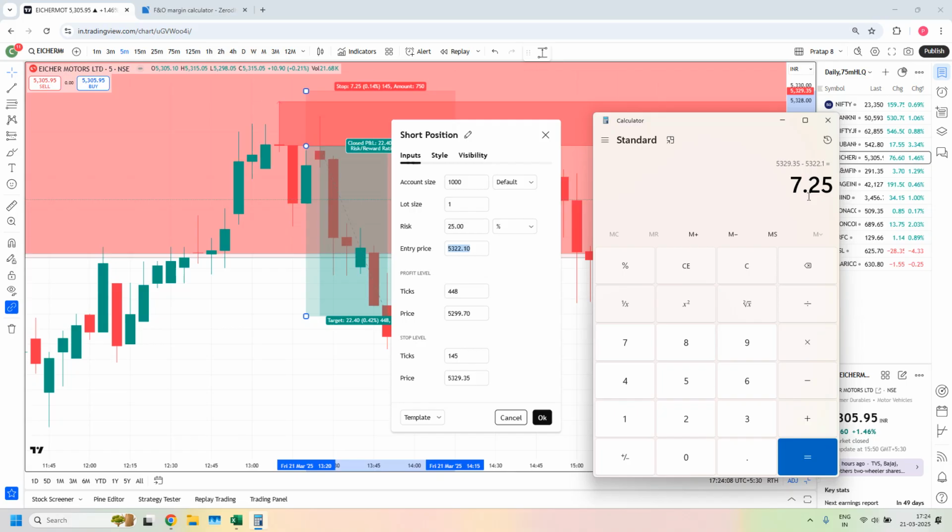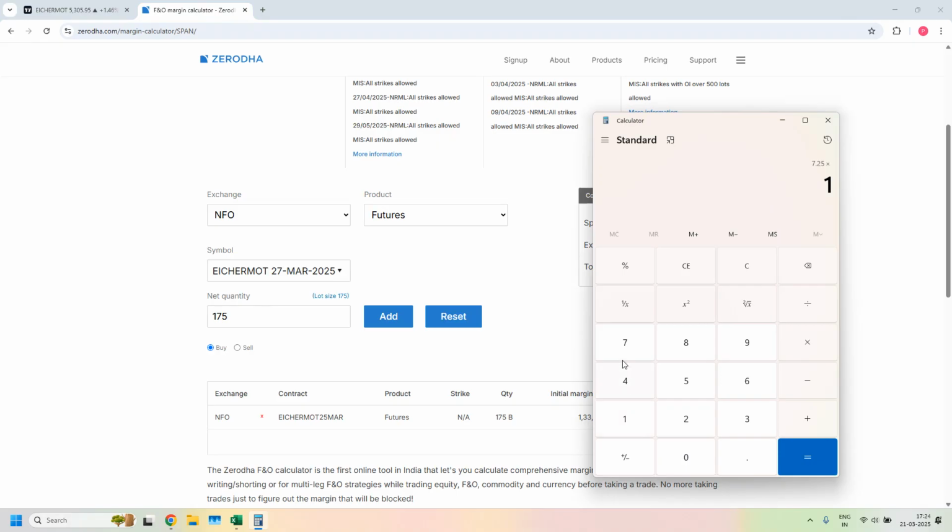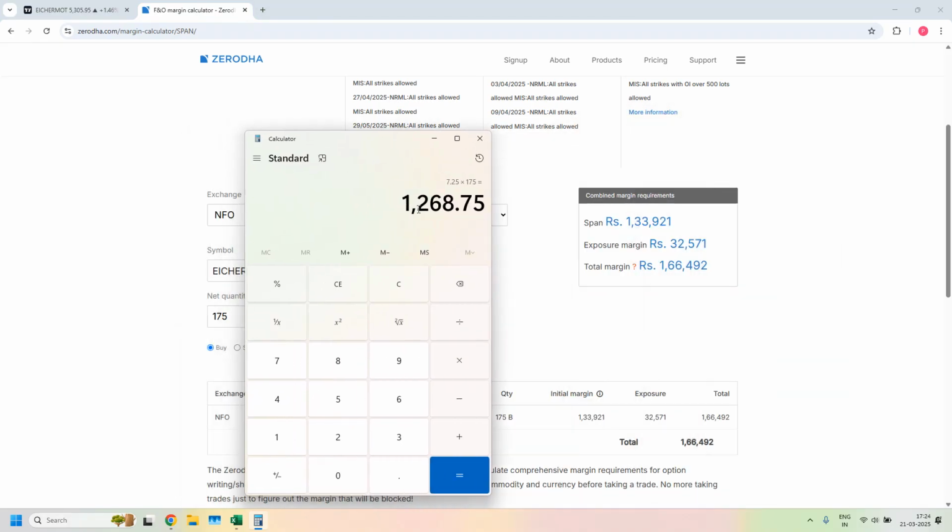So for every share, for one lot, we would be losing 7.25. What is the lot size? 175. Multiplying 7.25 into 175, we would have got a loss of 1,268.75 rupees. And this loss should be within the 2% level, not beyond it. What is the margin? 1,66,492. So, into 100 divided by this margin value for the future.